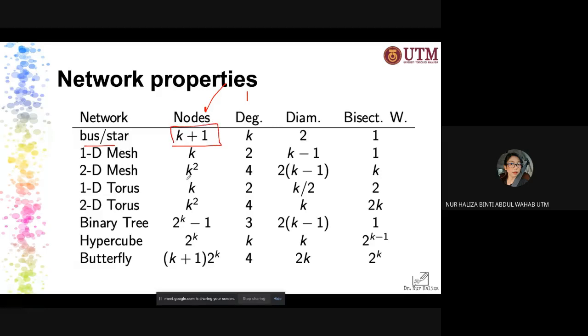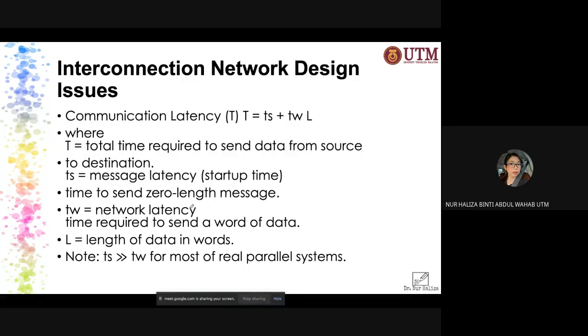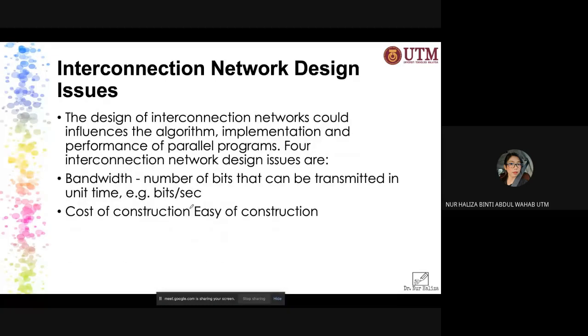A K plus 1. What is K later on? We will check it. Basically, it is an N also. N knots, and then the degree and so on. This one is just for your information on network properties. And then this one is issues on network.